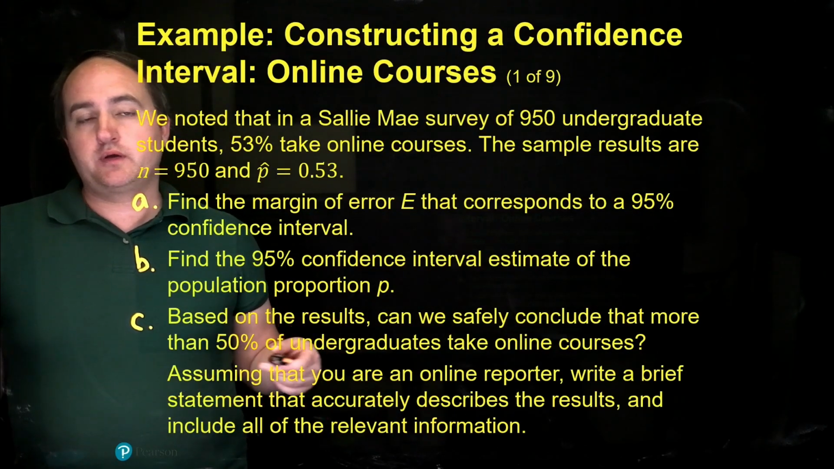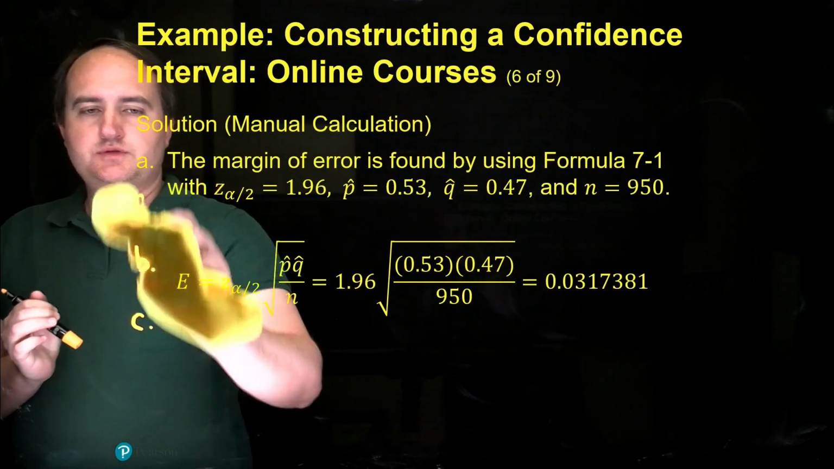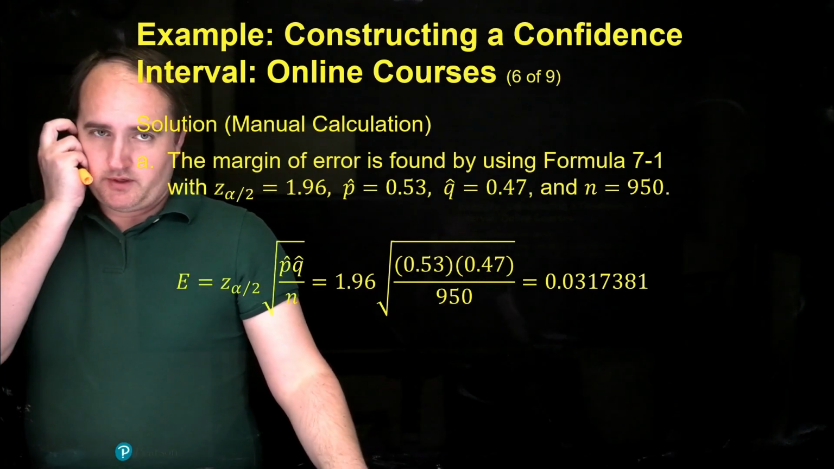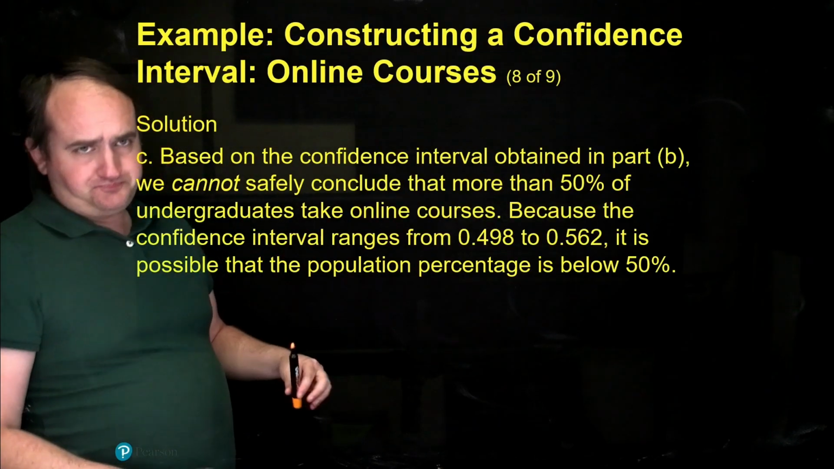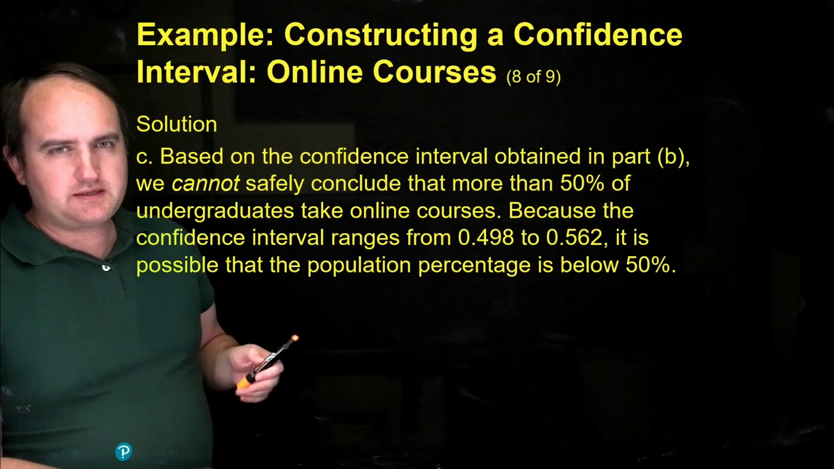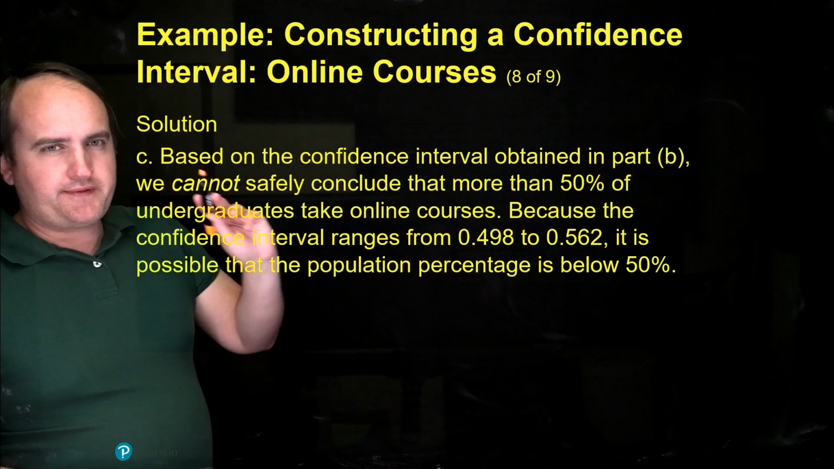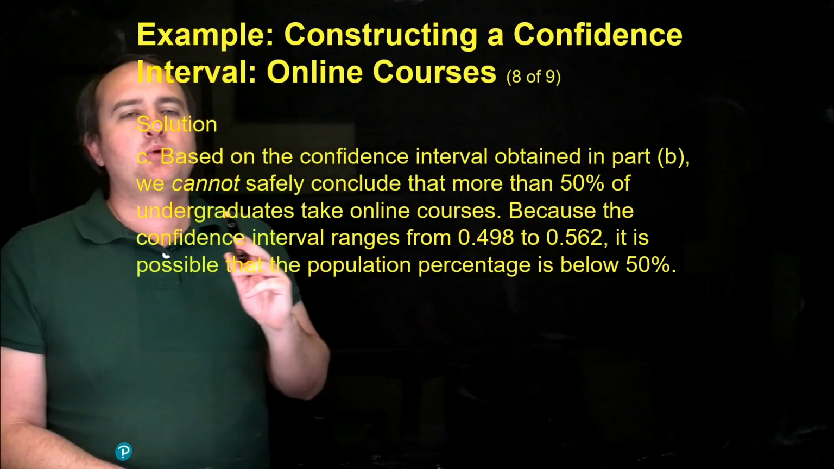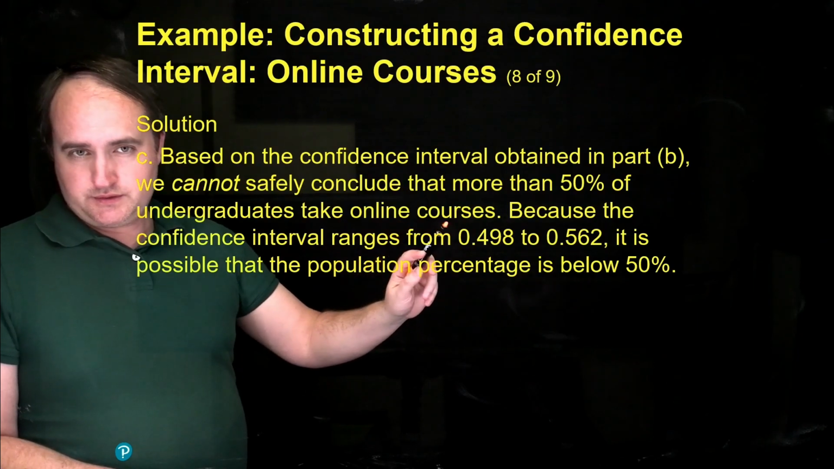So I'm thankful that the book has a nice, long, worked out set of answers to this, because I don't like writing essays, and you probably don't either. Well, some of you may, to each their own. But when you're doing your homework, quizzes and exams, when you have questions like this, there will be multiple choice. You're not going to have to type it in. You're going to look for stuff like this. So what they say in the book is, based on the confidence interval obtained in part B, we cannot safely conclude that more than 50% of undergraduates take online courses.